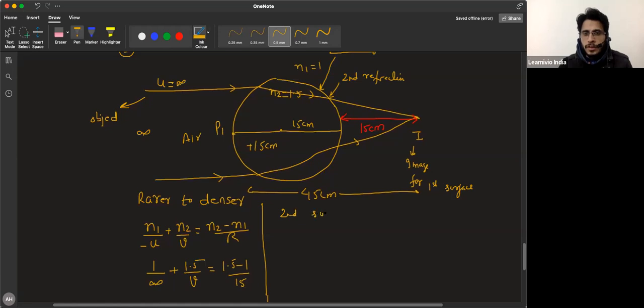So let's take refraction for the second surface. For the second surface, this is the object. This is the object for the second surface. So for the second surface, your object distance is 15 centimeter. This is pole. For object, you are going in the direction of light. So it's plus 15 centimeter.